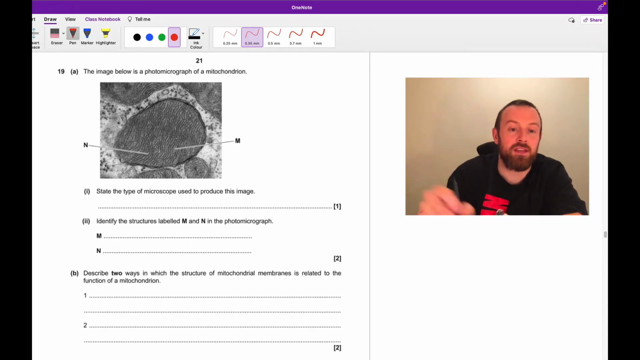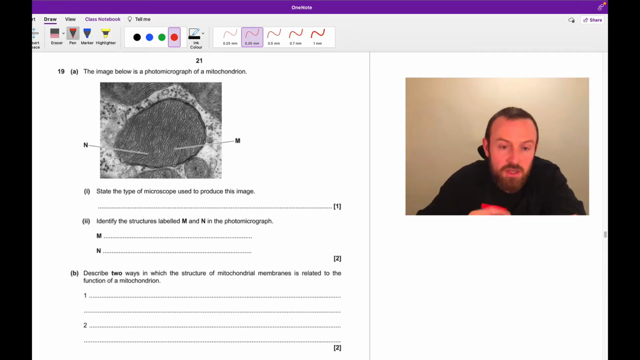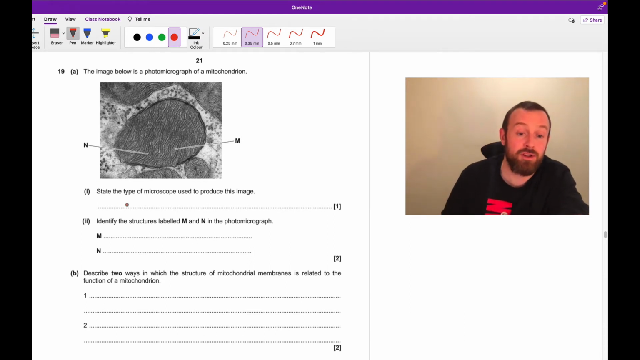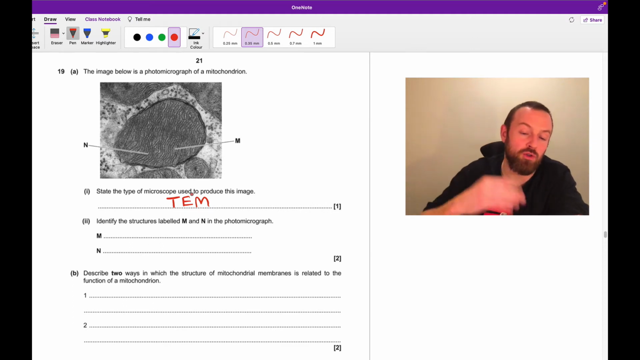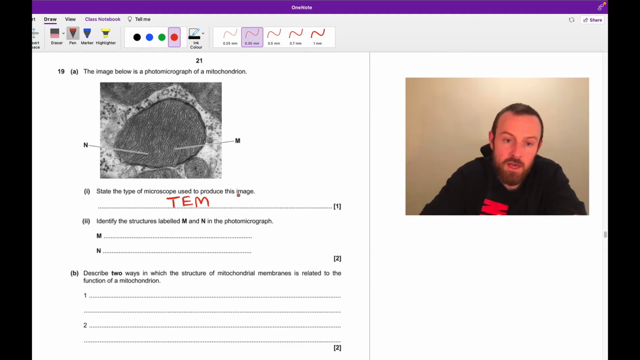Okay, so here is question 19. Here we've got mitochondria. When we're looking at mitochondria, we would never see this detail with a light microscope. So this is definitely an electron microscope picture. State the type of microscope. Well, electron microscope's not going to cut it. Is it scanning or transmission? And it's transmission electron microscope. I'll write that out in full, but I'm just noting it for you. So TEM, or transmission electron microscope. And that is because it's a two-dimensional image, not 3D.